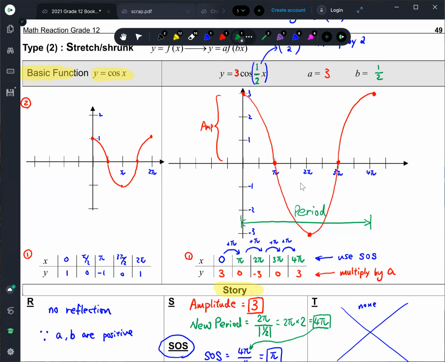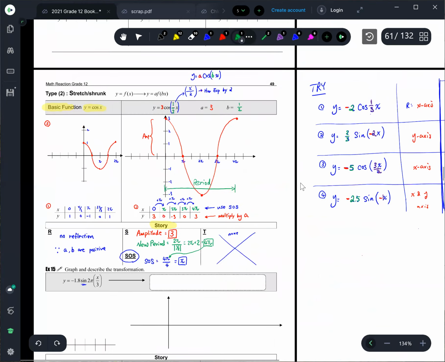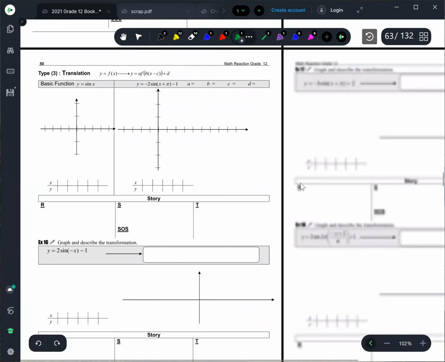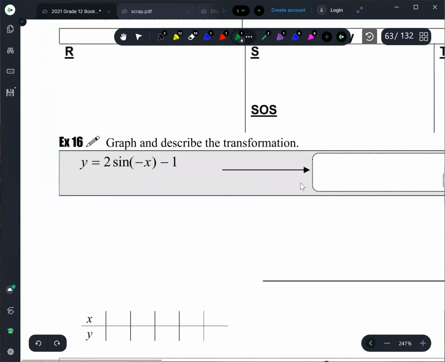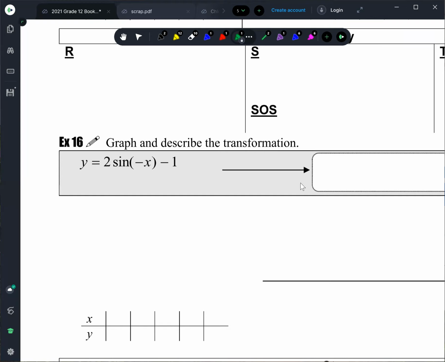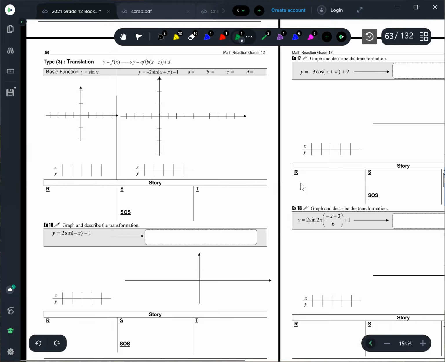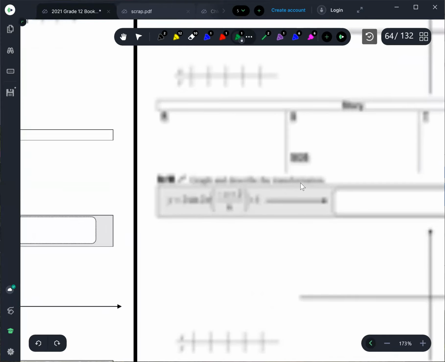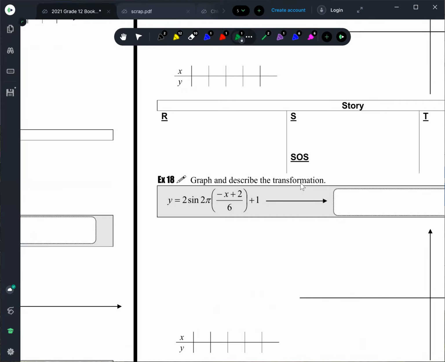Translation, you will see an adding or subtracting in the question. For example, on the next page, something like this one on the screen, do you see it? Yeah, there's a subtract one, so there's a translation for that one. We're going to learn that next week. We'll combine everything together.